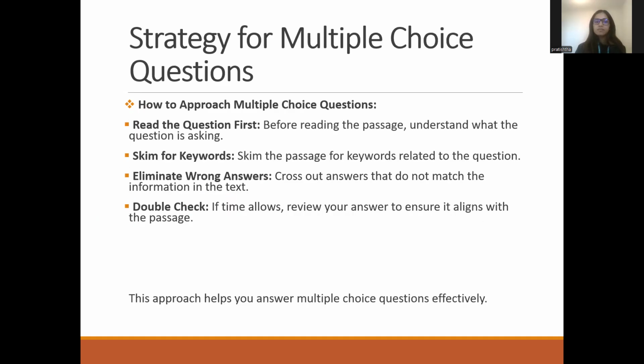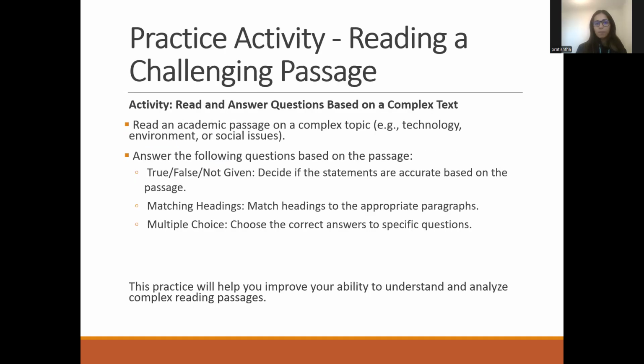For multiple choice questions, read the questions first. Make sure you are reading them properly. Skim for keywords. Make sure the keywords are there, so you are able to skim through it. Eliminate wrong answers. If there is any kind of wrong answer, make sure you have eliminated them. And double check. Make sure you have double checked everything that you are going through, right? Make sure you're double checking.